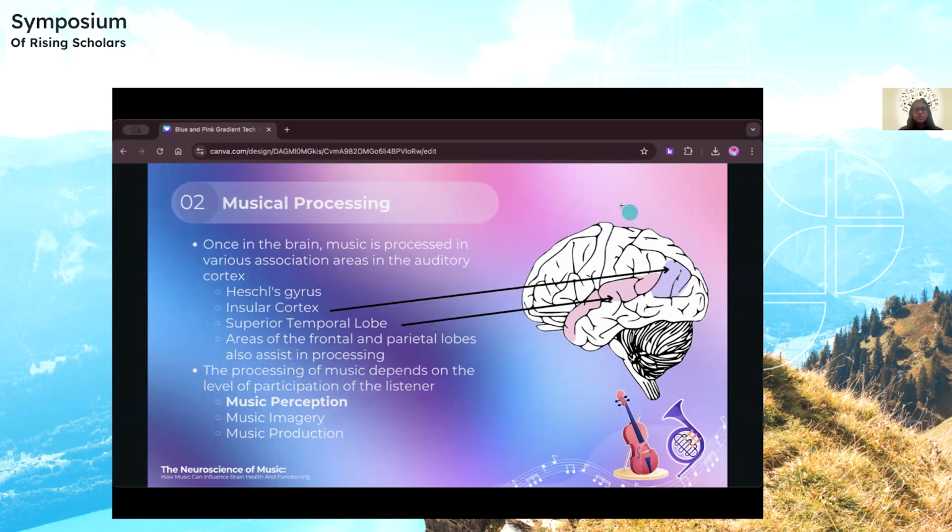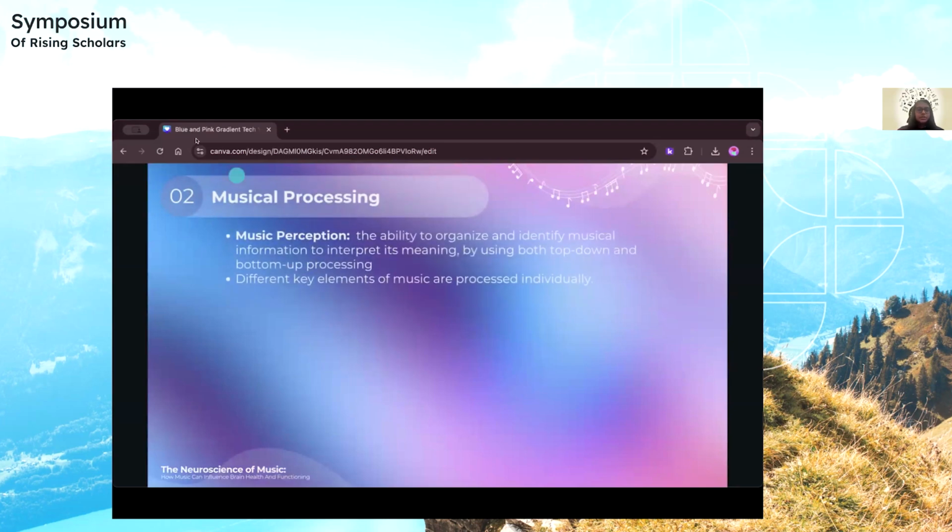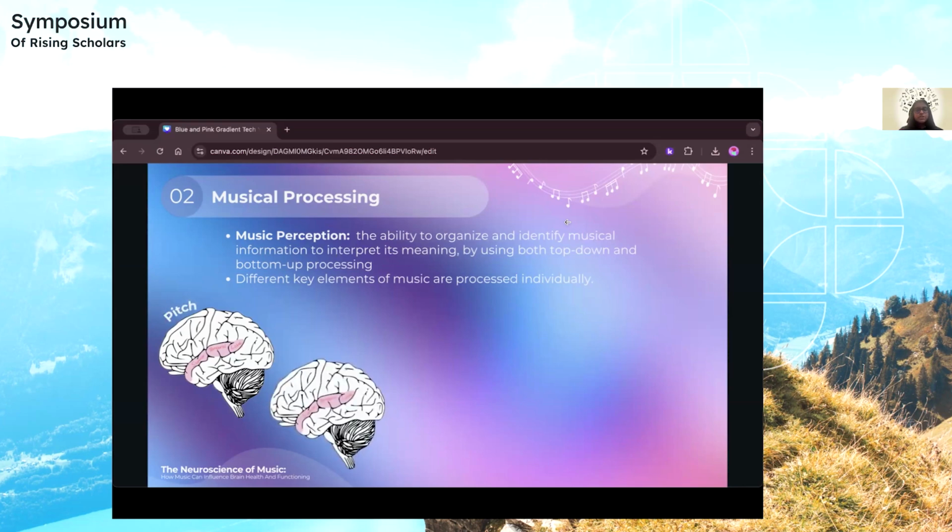I'm going to focus more on musical perception here, and musical perception really depends on bottom-up and top-down processing when music is given to us through the ears and how we process it in our brains. And we process different aspects of music individually. When we look at pitch, or really how high or how low we hear sounds, that's going to be in the superior temporal lobe. Same with timbre. Timbre and pitch are very similar, and they're both processed in the superior temporal lobe.